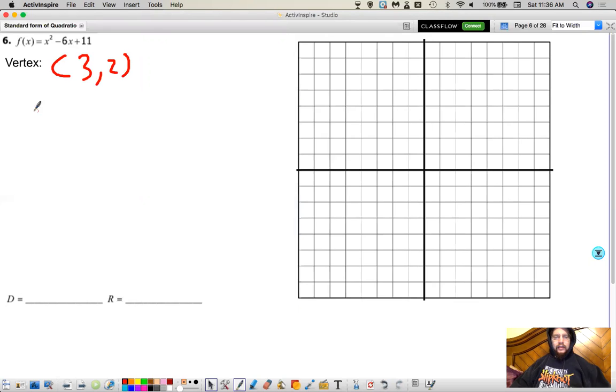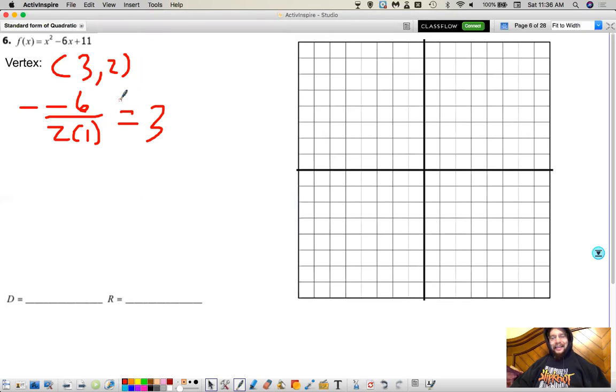But again, I need you to show me negative negative 6 over 2 times 1. That's 3. And then I can assume you can plug it in yourself. Just show me that and we're good.